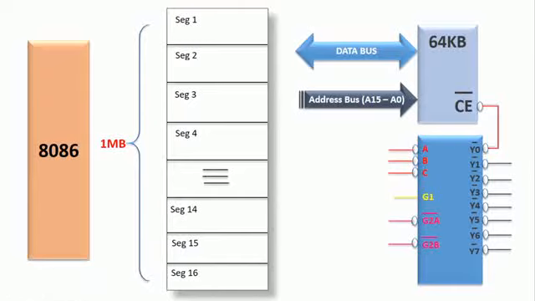Now here, a tricky point plays a major role. From the 8086 microprocessor, how many address lines do we have? We have 20 address lines, starting from A0 to A19.